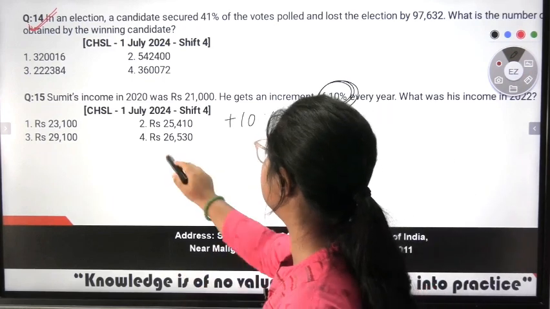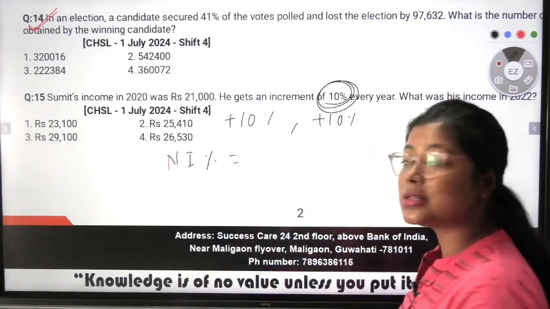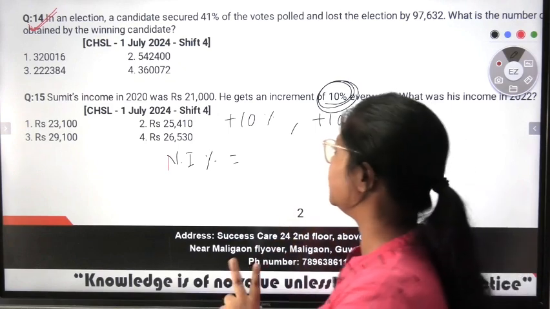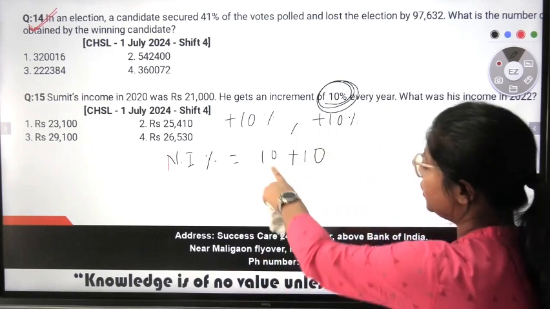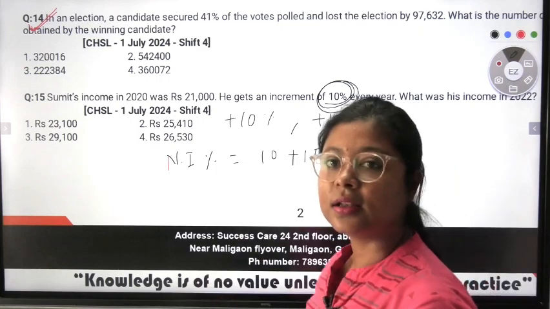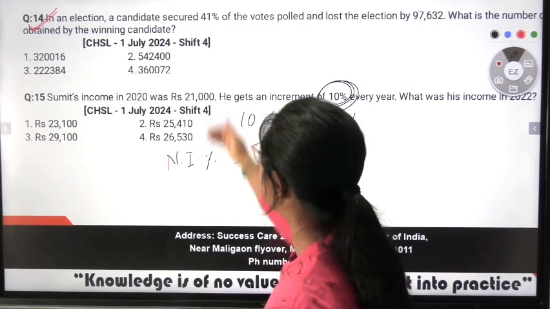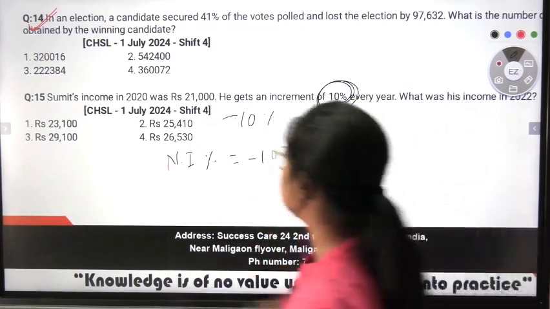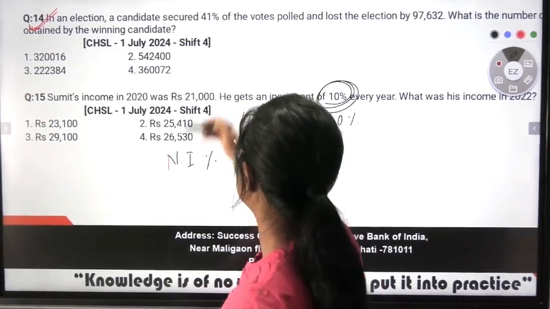So the net increase percentage after 2 years is 10 plus 10. I have not given any sign here because no sign means plus, and there is an increment, so I would consider the plus sign only. If there had been a decrement, I would consider a negative sign here. But you are told that there is an increment, so there is a positive sign. No sign indicates a positive sign.